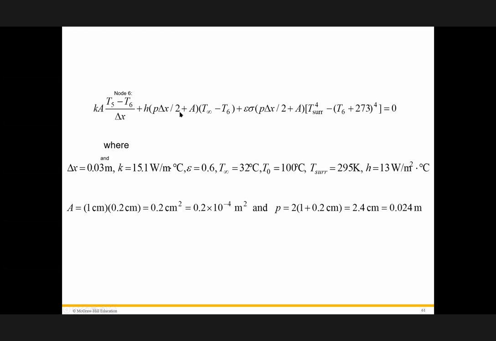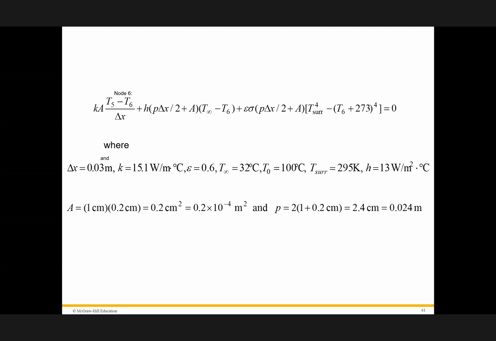Should it be 7, not 6? Node number 7? No, this last one is node number 6. Not 7? No, we have only 6 nodes. We divided into 7 parts: from 0 to 1, 1 to 2, 2 to 3, 3 to 4, 4 to 5, 5 to 6, okay? Because the first node is not 0, and that's where we assume the temperature is constant.